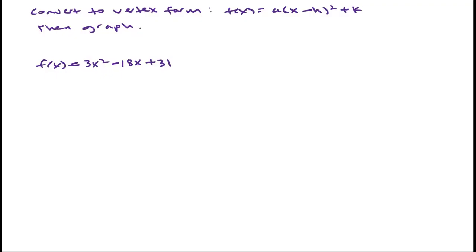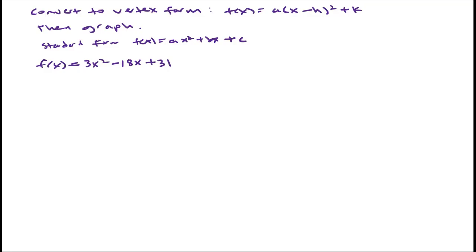Okay, so the first thing we need to do is separate. So remember, in standard form, f of x is equal to ax squared plus bx plus c, right? That's in standard form. And what we want to do is convert this from standard form to the vertex form first, okay? So in order for us to graph it, we need to convert this from standard form to vertex form.